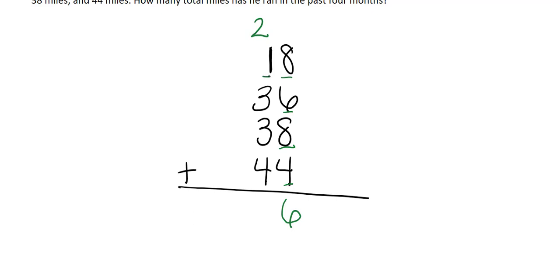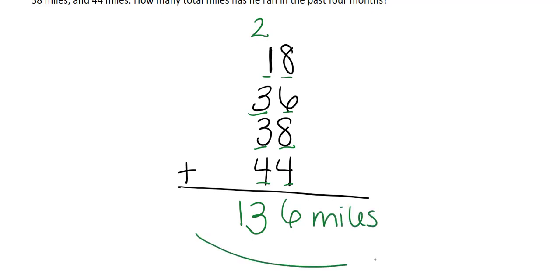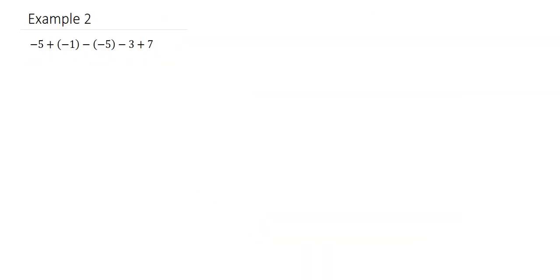So we have 2 plus 1, so that's 3. Plus this 3, that would be 6. Plus this 3, which would be 9. And then plus 4 is 13. So how many miles has he ran? Well, he's ran 136 miles. Now, let's go ahead and look at the next example.